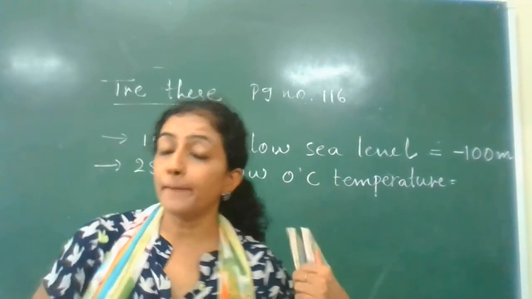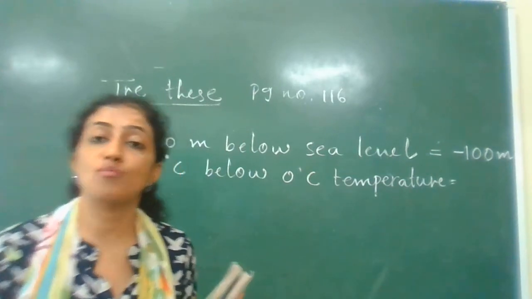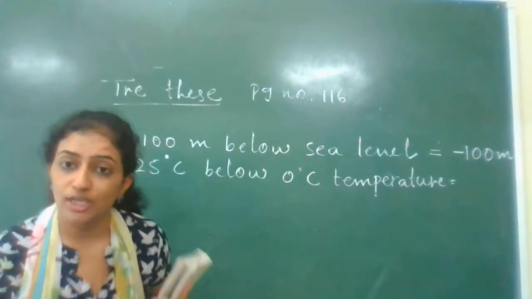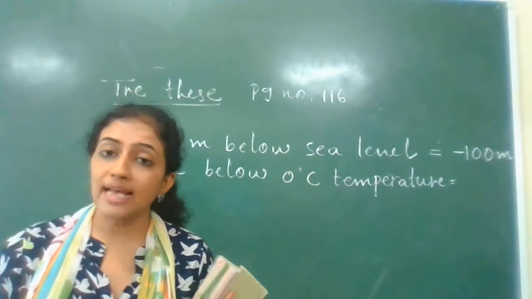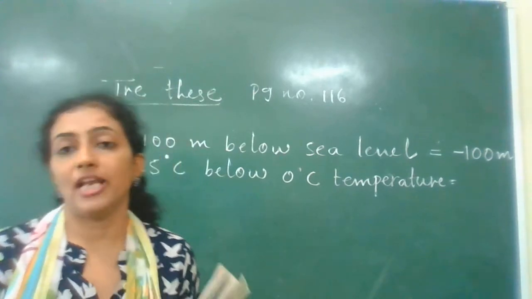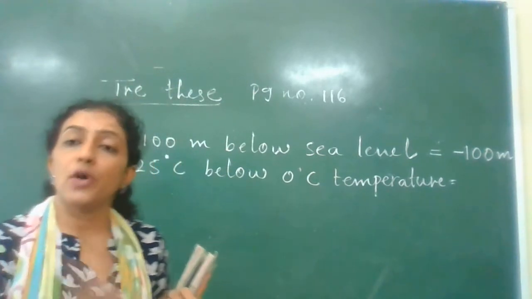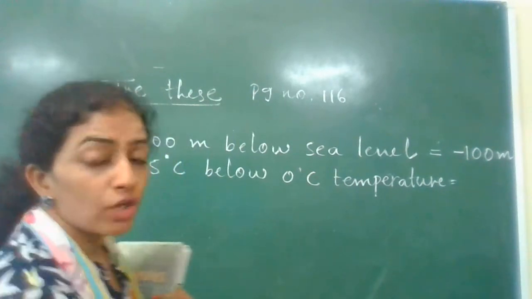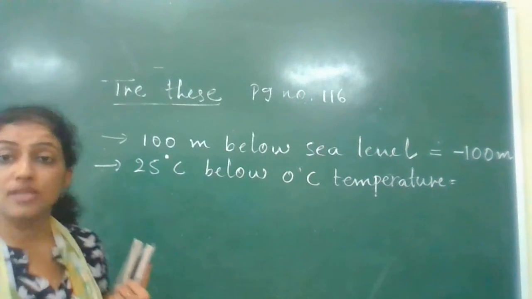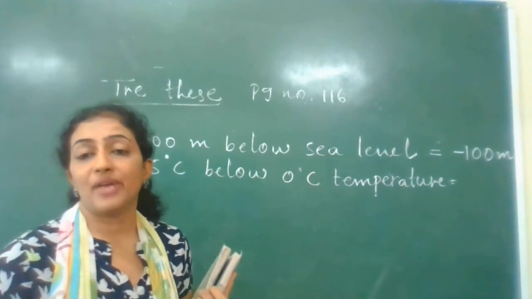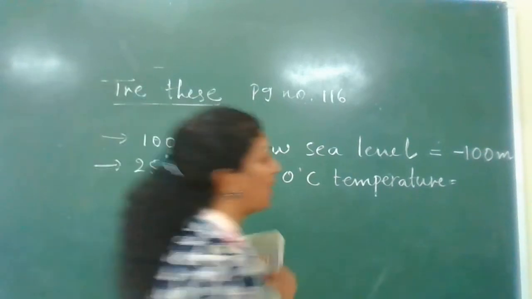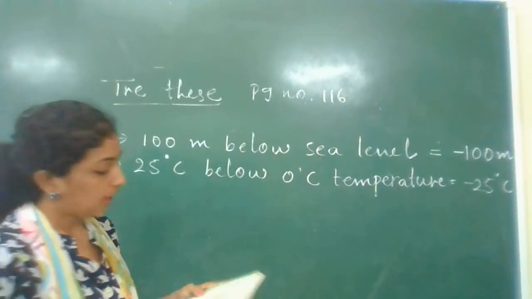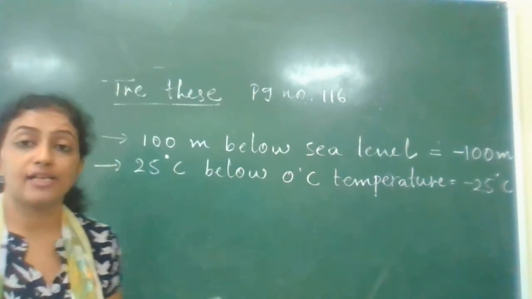As we all know, the numbers on the left are smaller than the numbers on the right side. So if you see, the negative integers are smaller than zero because they are on the left side of the zero, whereas the positive integers are bigger than zero because they are on the right side of the zero. So here, 25 degree Celsius below 0 degree temperature, below means minus 25. Minus 25 degree Celsius. Now the third one is 15 degree Celsius below 0 degree Celsius temperature.